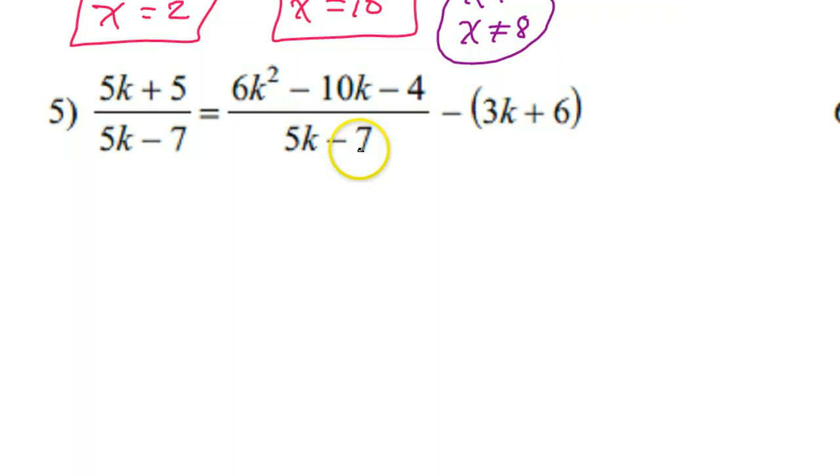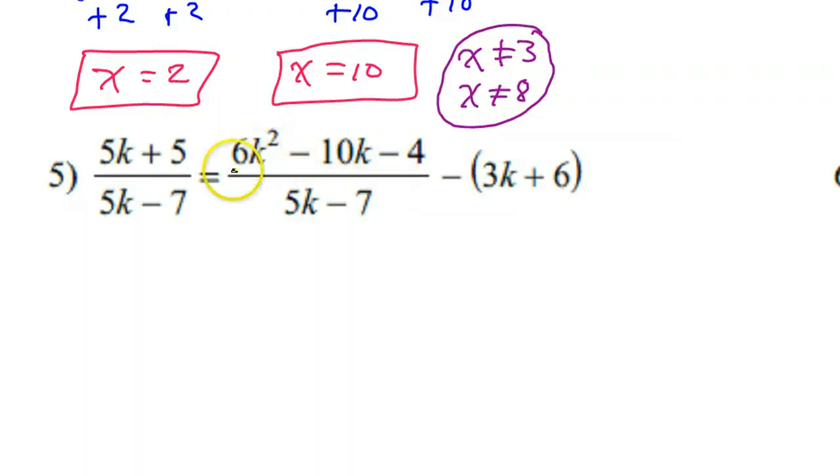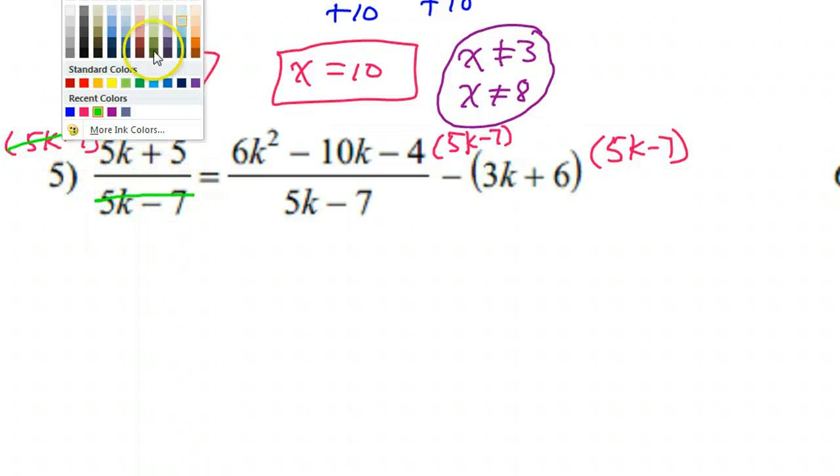Alright, let's take a look at number 5. I feel like I should factor the top in case anything cancels, but I can already tell that nothing's going to cancel. So, let's skip that part. The only denominator is 5k minus 7. So I'm going to multiply everything by 5k minus 7. Okay, so in the first fraction, the 5k minus 7 cancels out.